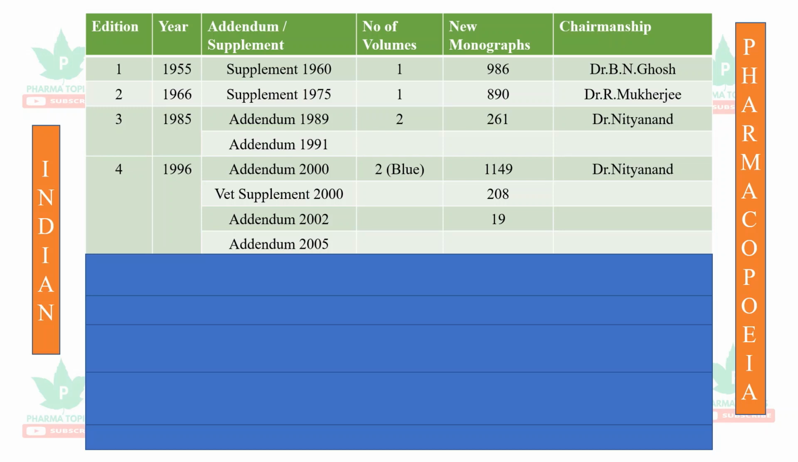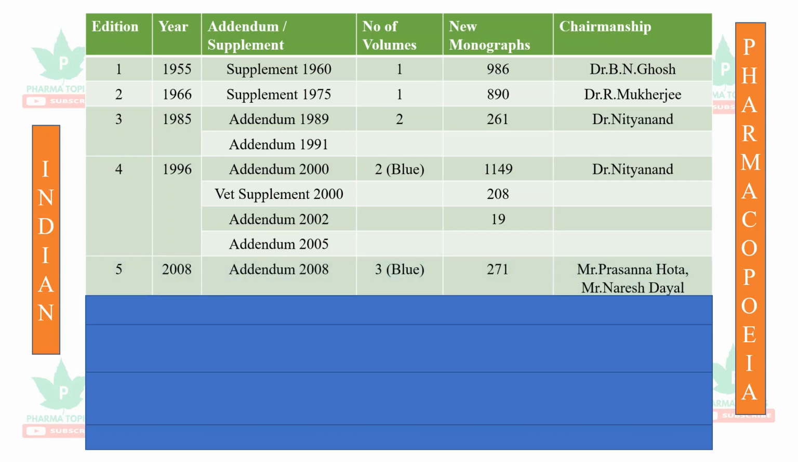It had 3 addendums, in 2000, 2002 and 2005. It had a veterinary supplement in the year 2000. The color of the Indian Pharmacopoeia 4th edition cover was blue. Totally there were 2 volumes. New monographs were 1149. It was under the same chairmanship of Dr. Nityanand. The 5th edition of Indian Pharmacopoeia was launched in the year 2008.